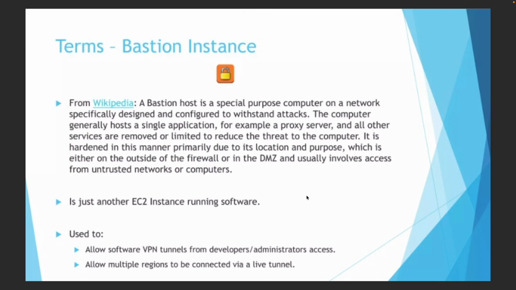Next, we have Bastion Instances. Security is so crucial in this case. This is a special purpose computer on your network that's specifically hardened to withstand attacks. It's just another EC2 instance, but it's configured to run minimal services, typically just a proxy server to reduce potential threats. The Bastion sits on the outside of your firewall or in a DMZ, providing controlled access from untrusted networks. We use Bastion instances to allow secure VPN tunnels for developers and administrators, and to connect multiple regions via encrypted tunnels.